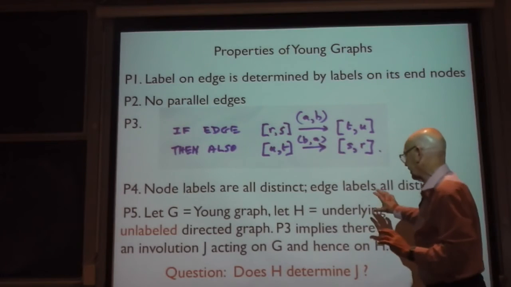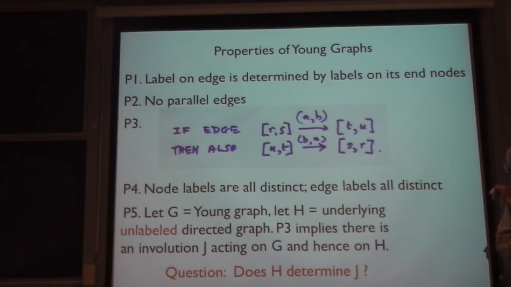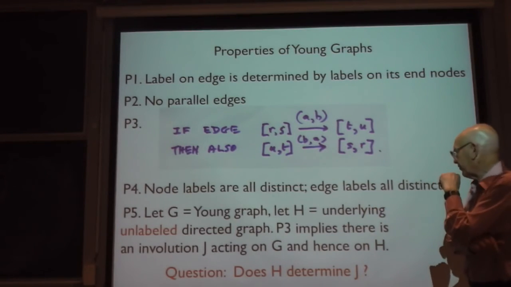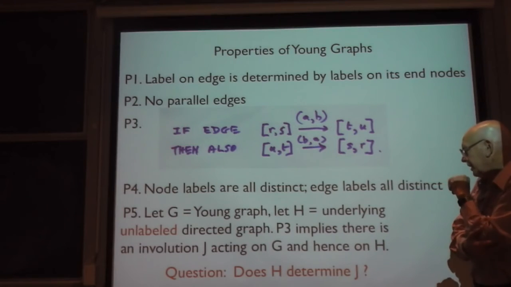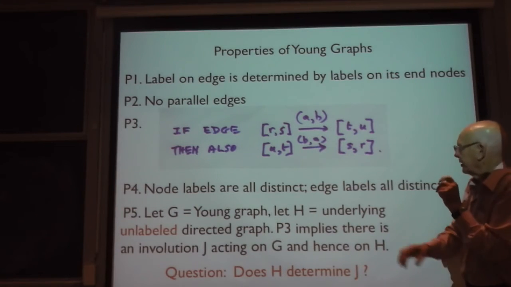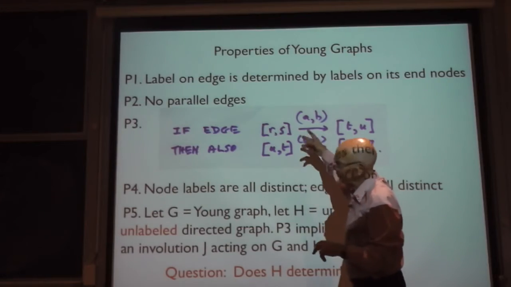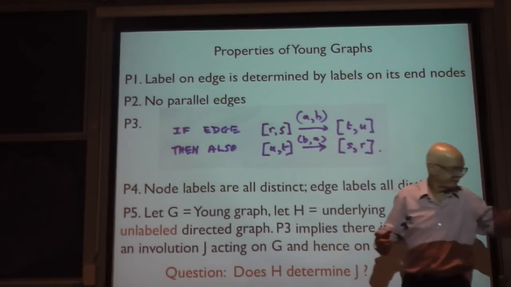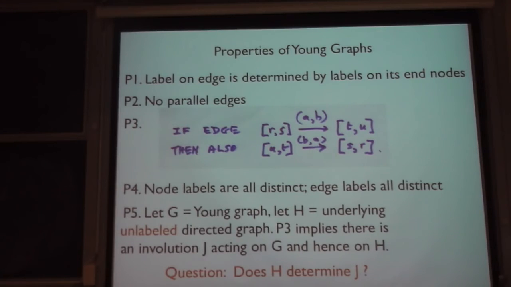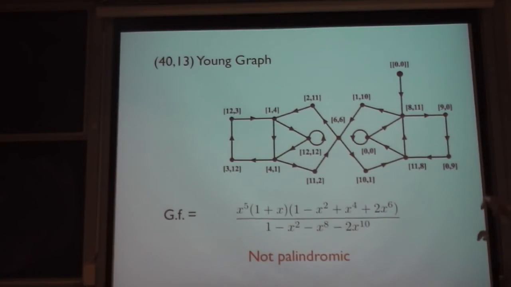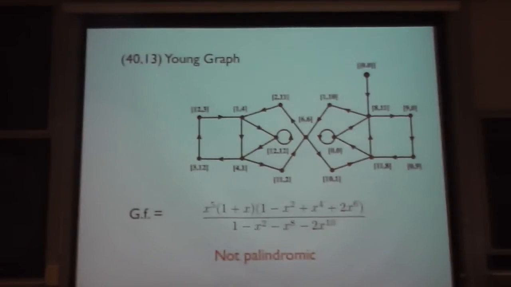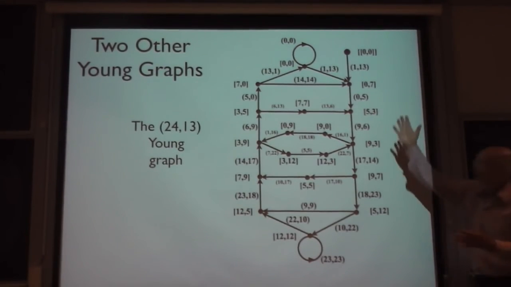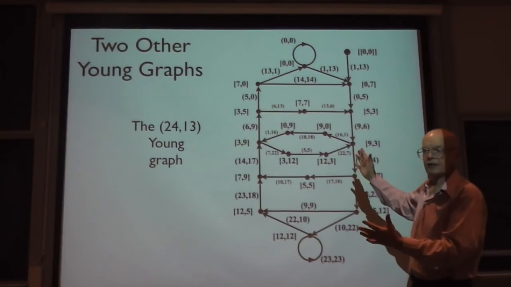And one last thing. I haven't been able to settle the question of whether the graph itself determines the pivot nodes. This gives you an involution, because this gives a mapping. Let me go back one slide. Maybe that's hard to see. I've drawn this in such a way that you see the involution.